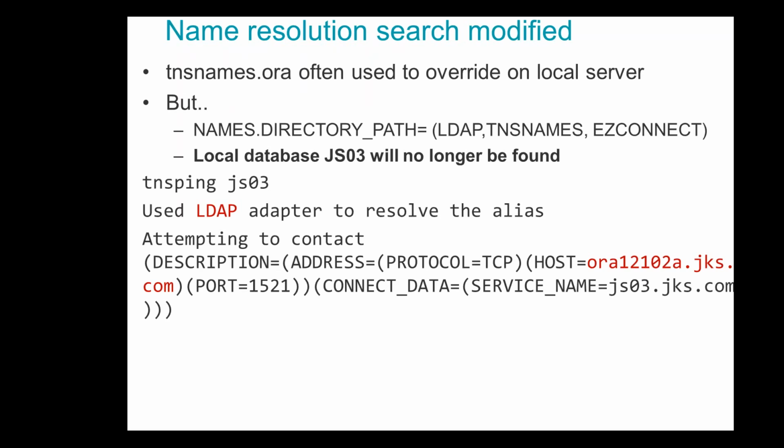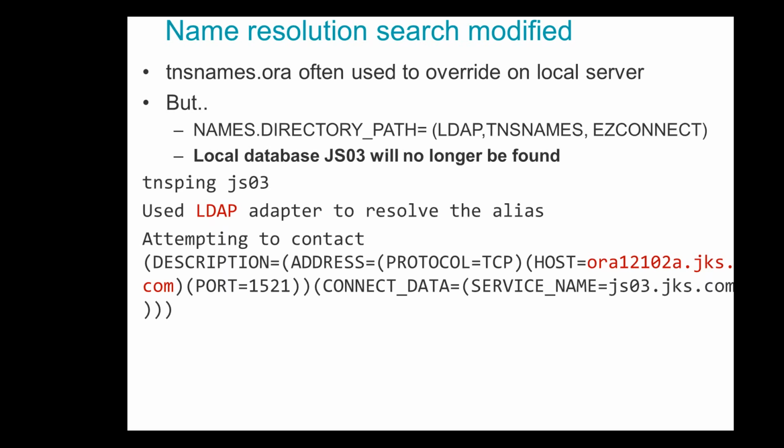Now, tnsnames.ora is often used to override global configuration for a database. Let's say you have a development database called JSO3. And you're using tnsnames to override the global directory for that because it's a copy of a production database and you want the access to be local. But what if you change the directory path on that without considering what is being done on that server, and you set up LDAP for tnsnames? That could be a problem.